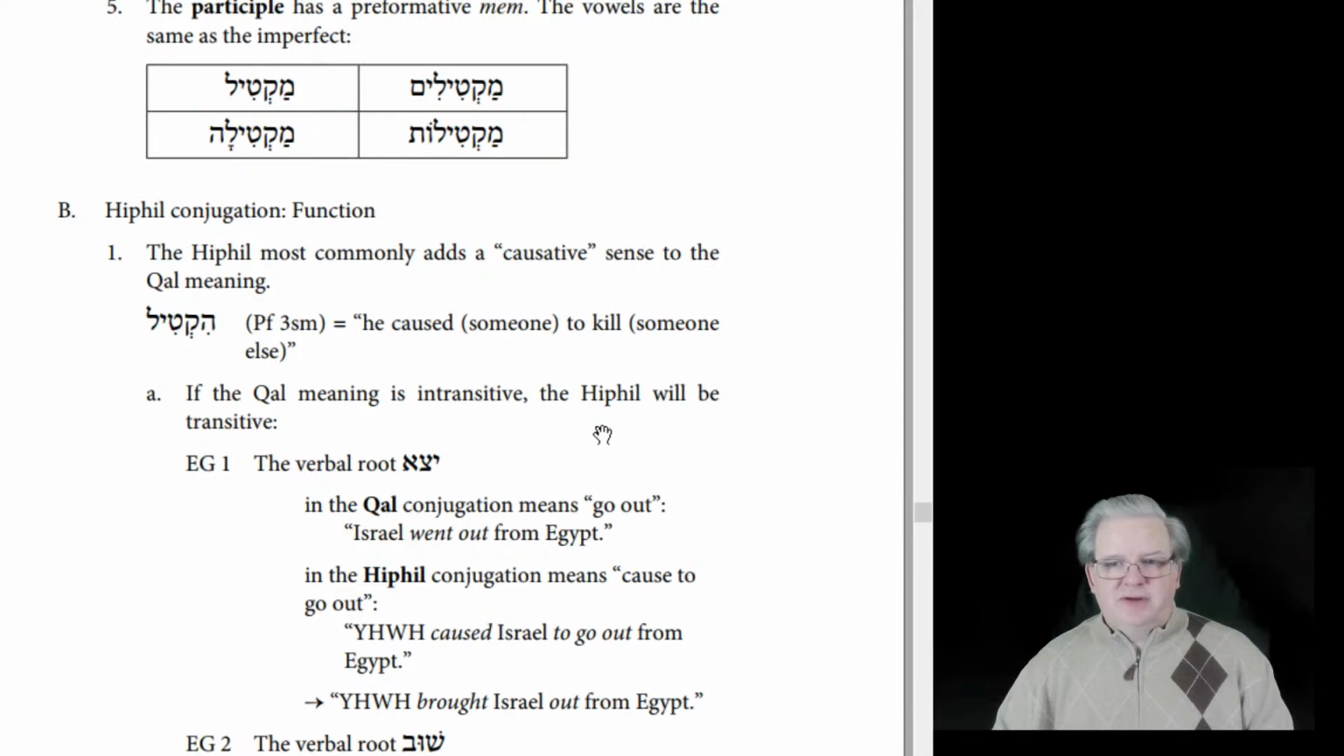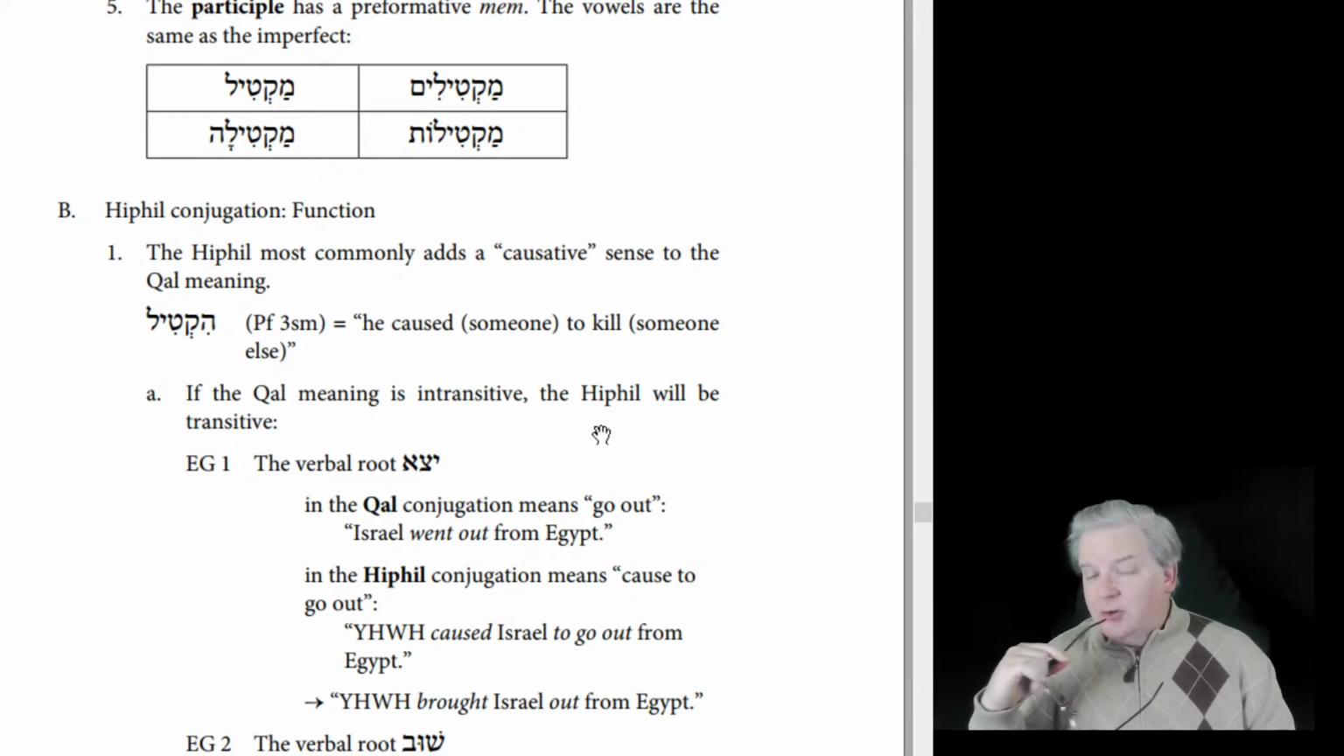Now, what about the function? Before we get into the variations, what about the function? It commonly adds a causative sense to the Qal meaning, and that's about right. That's its major function. We do that in several ways in English, except we always use helping words. I kind of mentioned that when I introduced the verb system. We say cause a lot. I caused the king to kill the servant, right? I made the king kill the servant, right?